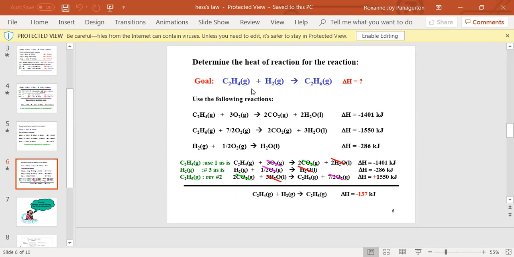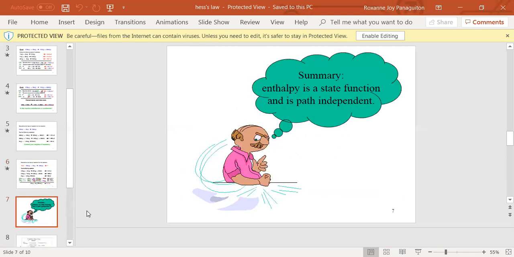So, yung goal equation and your final equation here are both similar, with you getting a negative 137 kilojoule na heat of reaction. So that would be all for the Hess's law computation. I hope you were able to learn how to compute the heat of reaction using Hess's law. As a summary, enthalpy is a state function and is path independent.